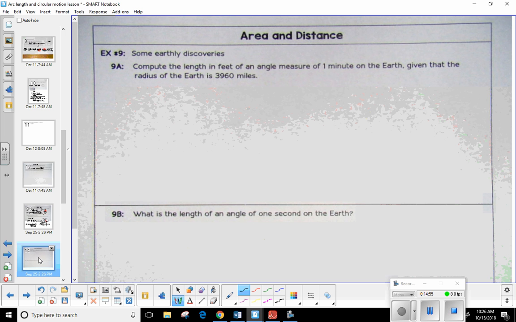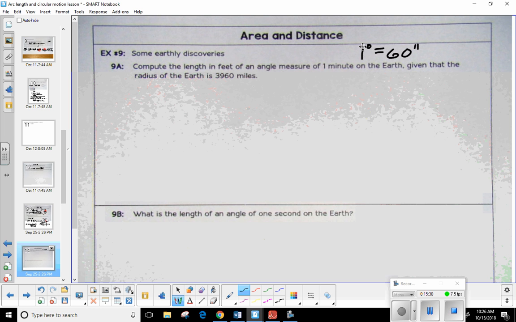Okay, 2 questions left. Some earthly discoveries. Compute the length in feet of an angle measure of 1 minute on the Earth, given that the radius of the Earth is 3,960 miles. So does anybody remember, way back a couple weeks ago when I first introduced DMS, what is 1 degree equal to? How many minutes? 60 minutes. Okay, so 1 degree is going to equal 60 minutes.